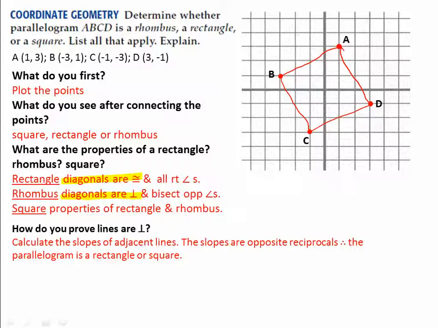The slopes of perpendicular lines are going to be opposite reciprocals, okay? Therefore, the parallelogram is going to be a rectangle or a square, okay? The sides of a rhombus are not perpendicular. Their diagonals are, okay, but not the sides. So if I calculate the slope of AB, AD, and CD, and if I find out they're all perpendicular, then I know I've got a square or a rectangle.